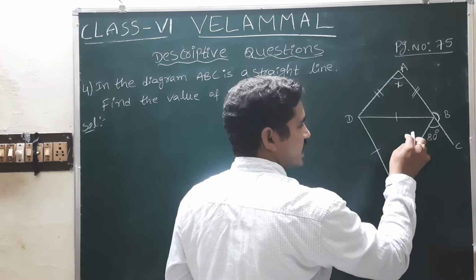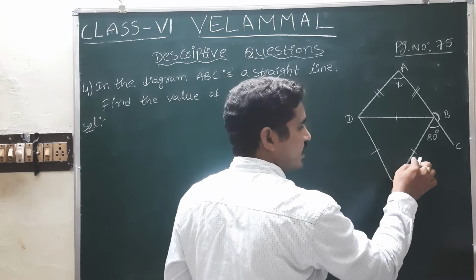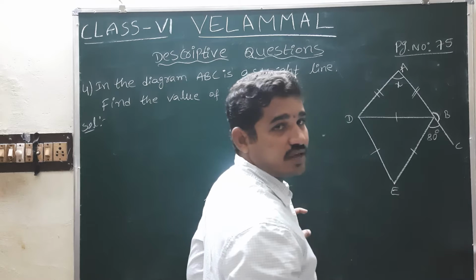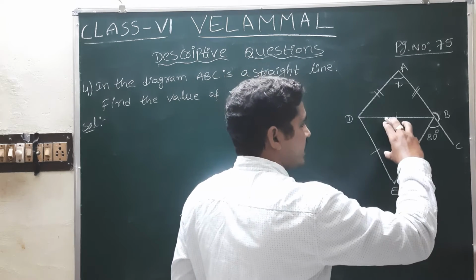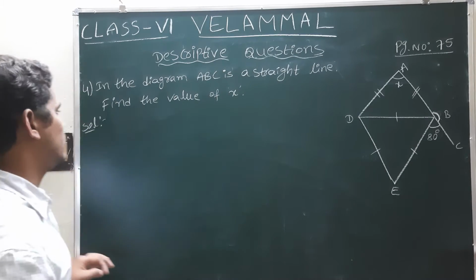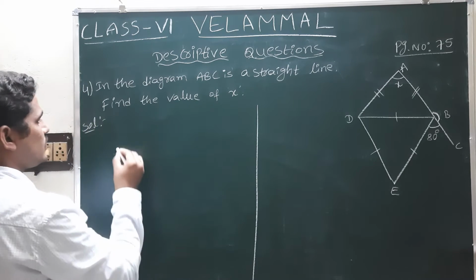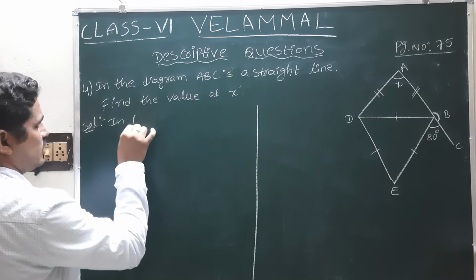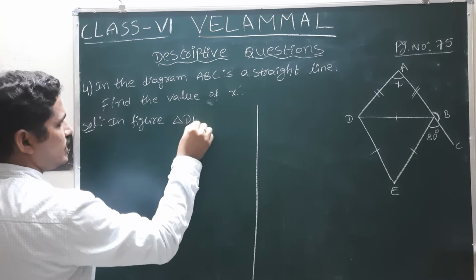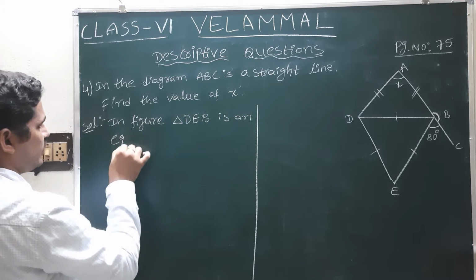In these two triangles, we can say triangle DBE is an equilateral triangle, given that these three sides are equal. Whenever in a triangle three sides are equal, that is an equilateral triangle. So this triangle is given as an equilateral triangle, and that property we need to use. So in the figure, triangle DEB is an equilateral triangle.